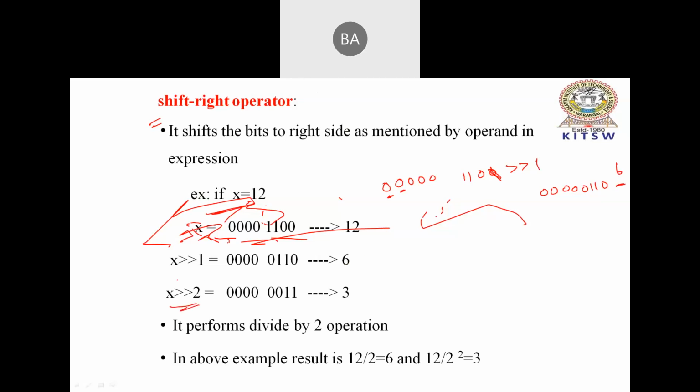Similarly, if you again shift the x value by 2 bits, it will remove this bit again and 0 will be added here. So it becomes 3. So the right shift operation always performs division by 2. In the example, 12 is your original input. If you shift 12 right by 1 bit, we are dividing 12 by 2 power 1, which is equal to 6. Similarly, if you shift 12 right by 2 bits, we are performing 12 divided by 2 power 2, which is 12 divided by 4, nothing but 3. So it performs the division operation.